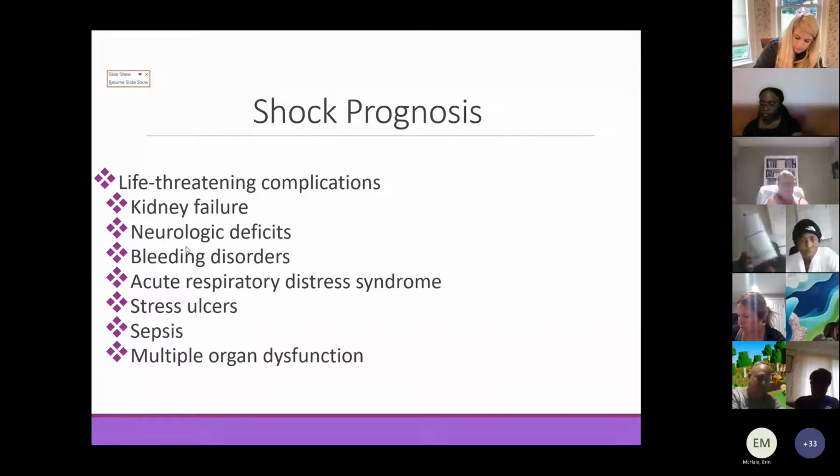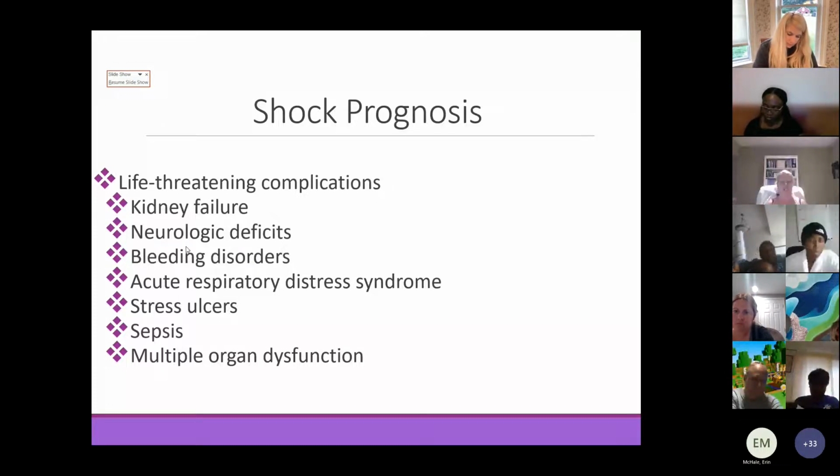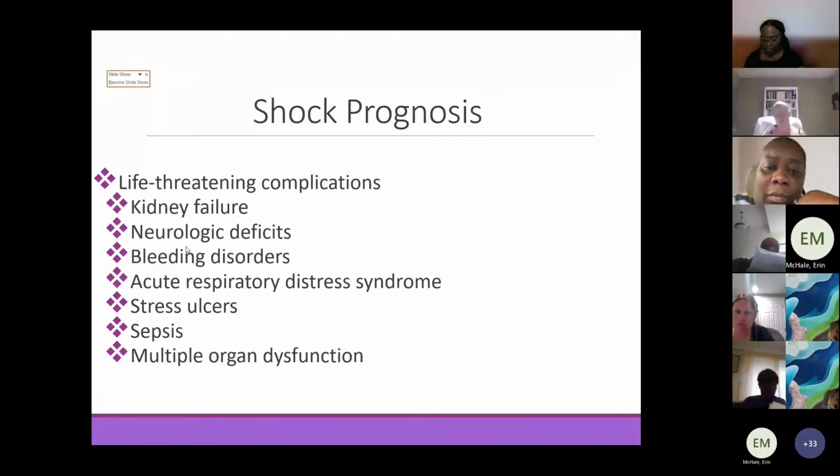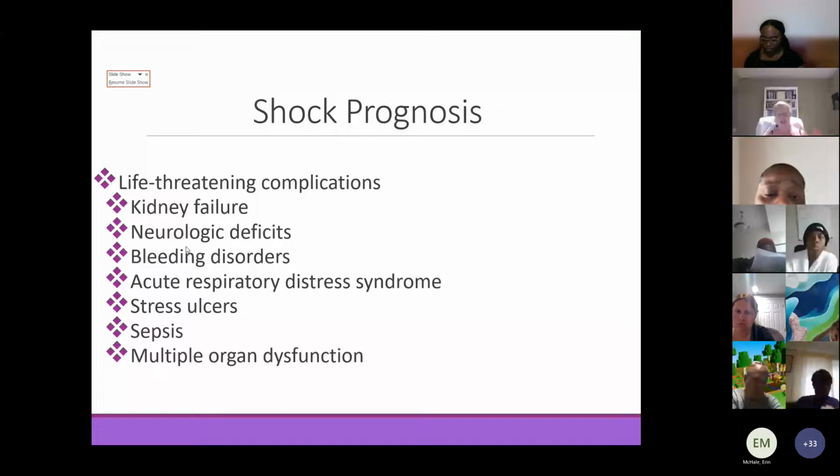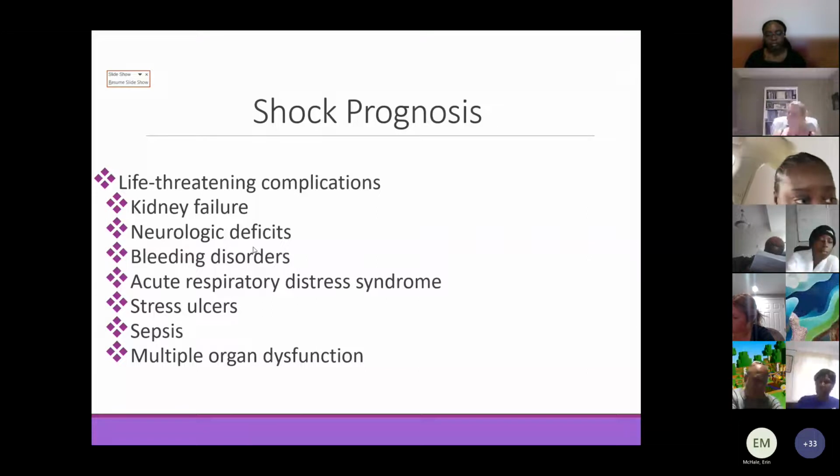So kidney failure, multi-organ failure, liver failure, not getting enough oxygen to the brain. We worry about those neurologic deficits, level of consciousness, bleeding disorders, acute respiratory distress syndrome, stress ulcers. Sometimes the patients can develop ulcers from stress in the body that can cause bleeding. And then if they become septic, obviously. So it just depends what the prognosis is.